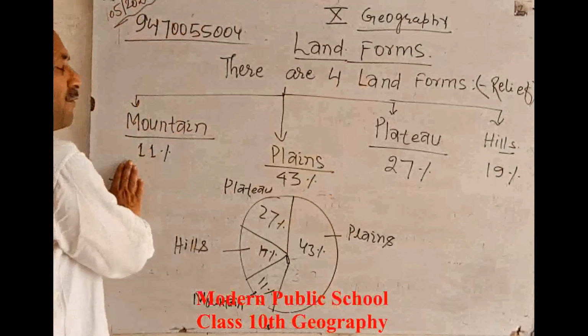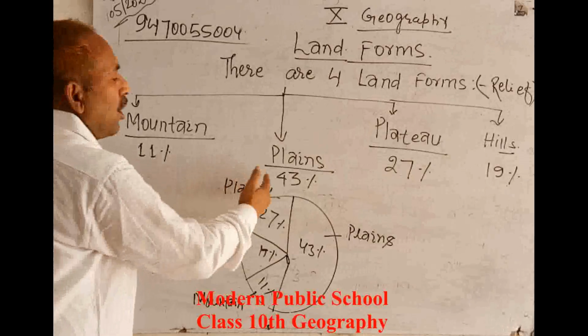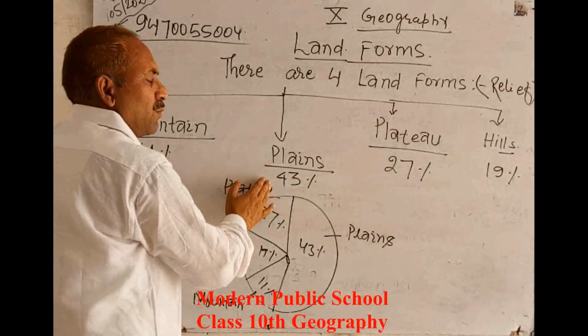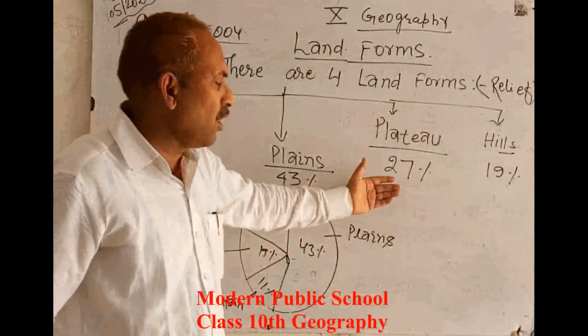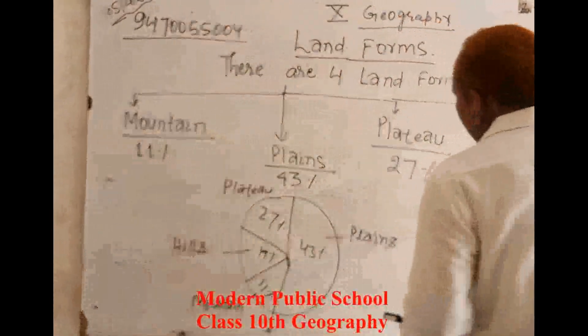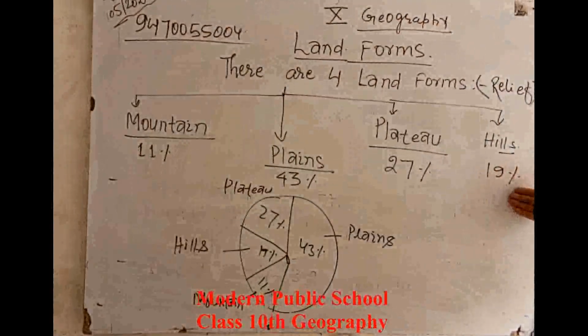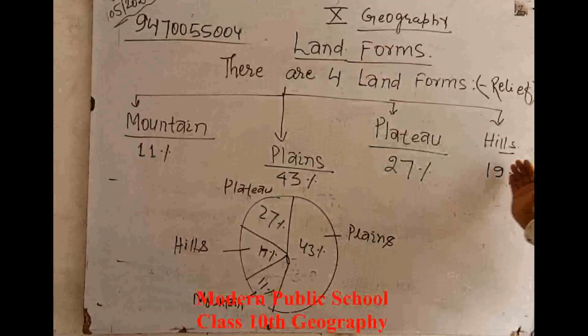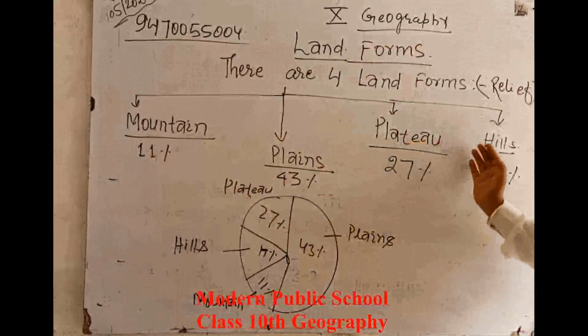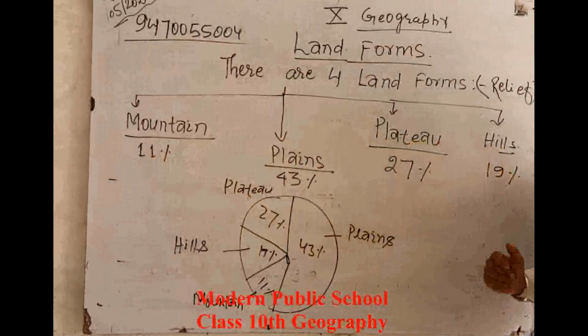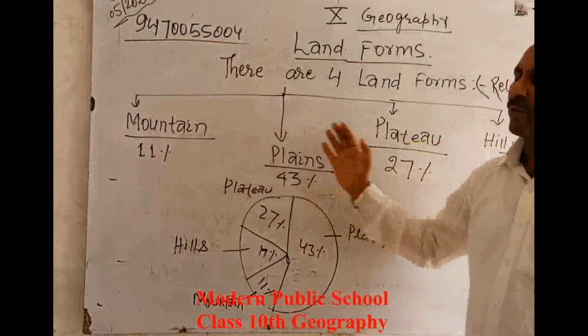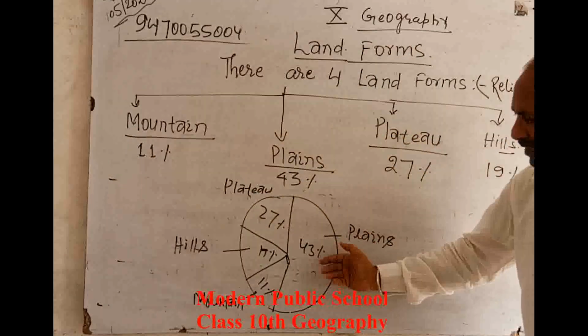How much area of our nation is covered with the mountain? How much area of our country is covered with the plains? And how much area of our nation is covered with the plateau? How much area of our nation is covered with the hills? And these are the distributions of the landforms of our nation.